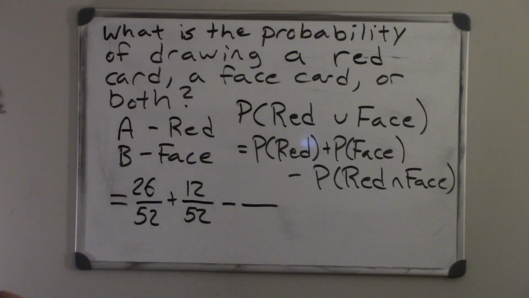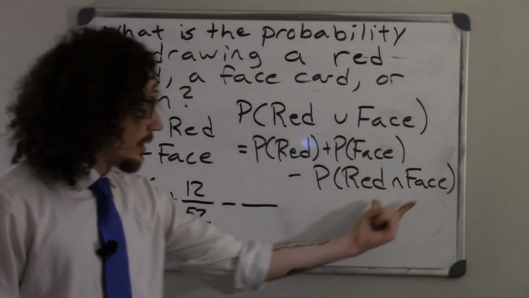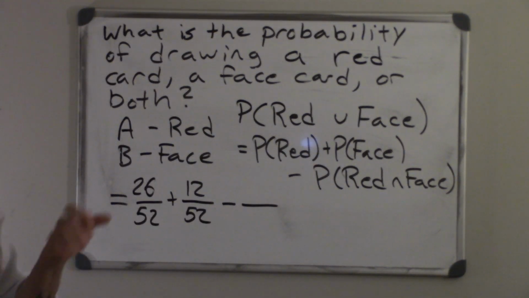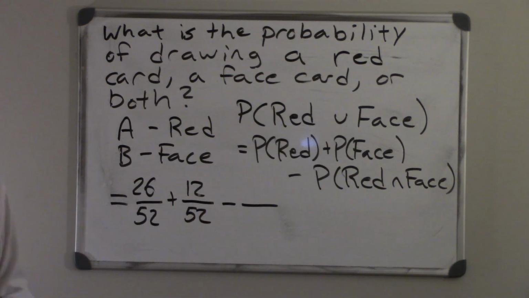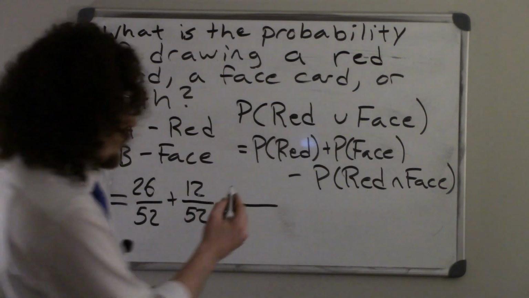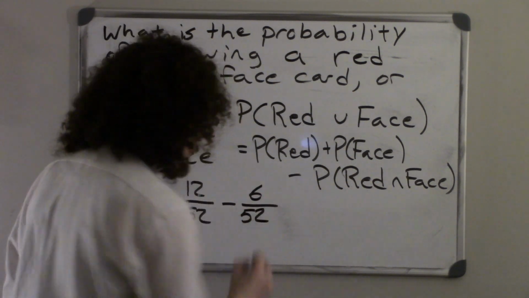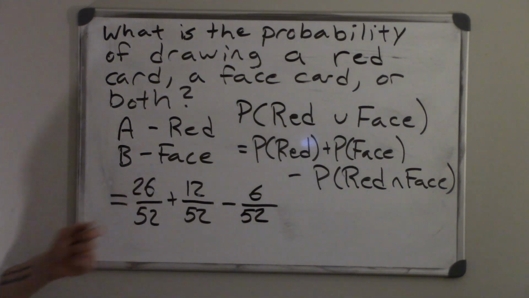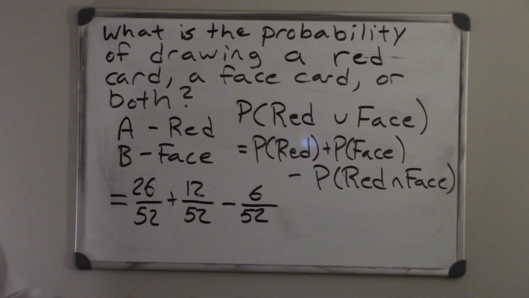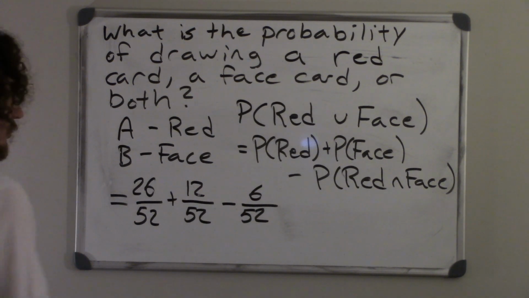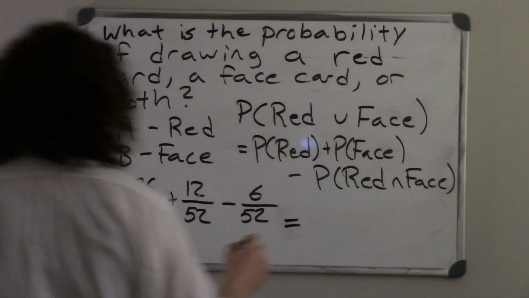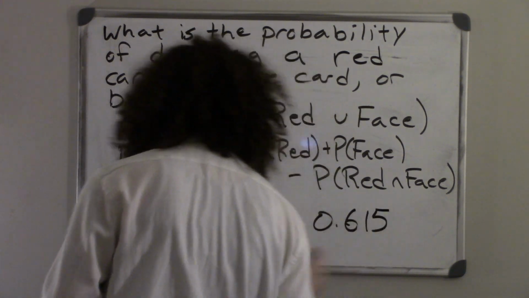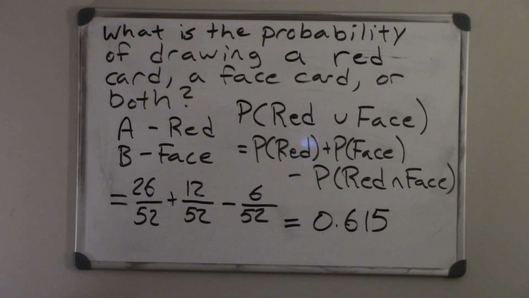intersection. So we need to know how many outcomes are in our event. Our event is the intersection of red and face, so how many red face cards are there? Well, if there are 12 total, and half of those are red and half are black, that means there must be 6 red face cards. And so we have 26 over 52 plus 12 over 52 minus 6 over 52. That is going to give us a final answer of 0.615.